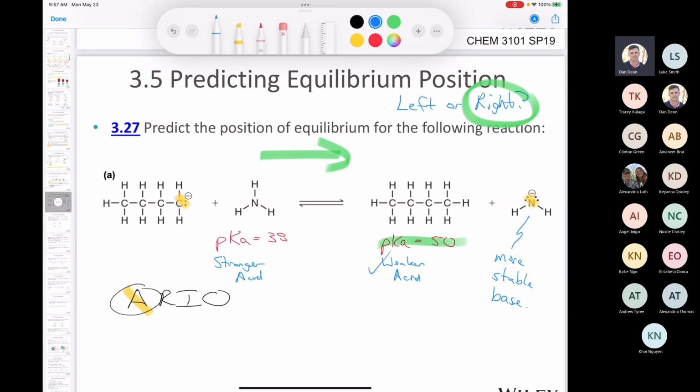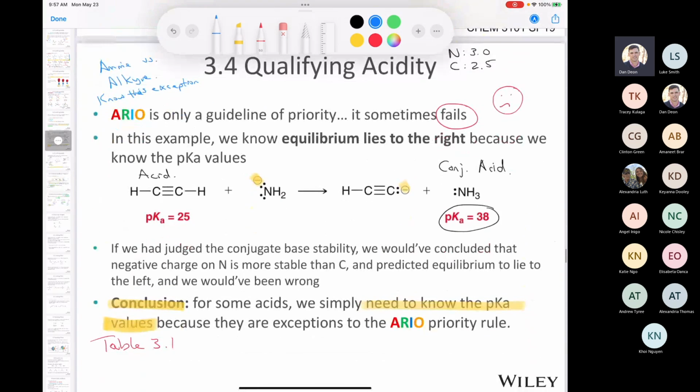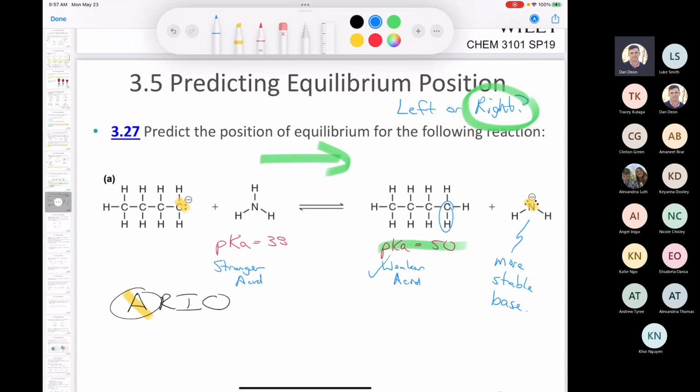If you were saying, well, hold on, I thought you said when you had a negative charge on carbon and a nitrogen that it lied to the other side, that it lied to the side of the amine, of ammonia. No, I said that was true. That exception was dealing with an alkyne, when you have an sp hybridized carbon. But here, that's not what we're dealing with. We're dealing with an sp3 hybridized carbon-hydrogen bond, and therefore this would be the weaker acid. Okie doke.